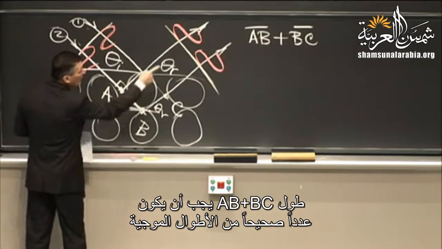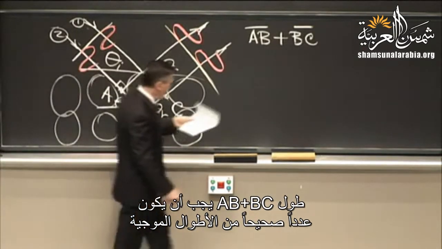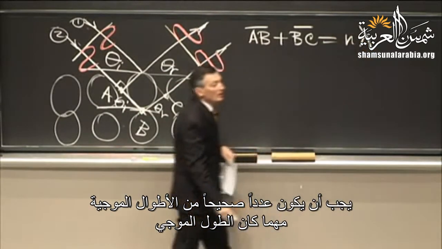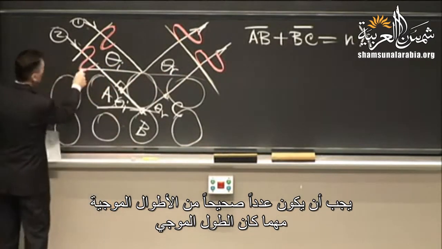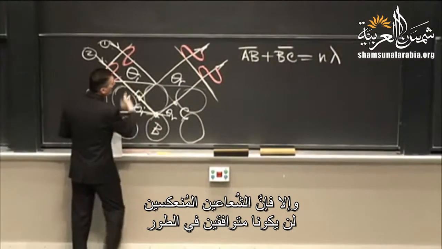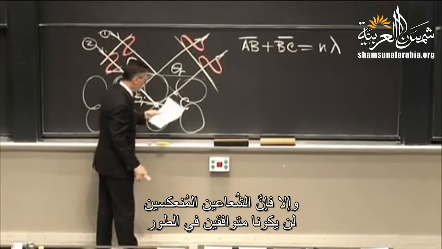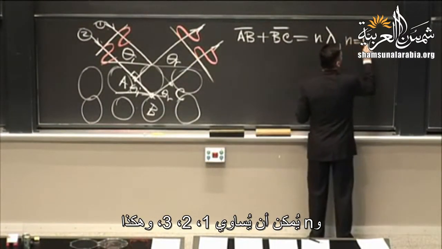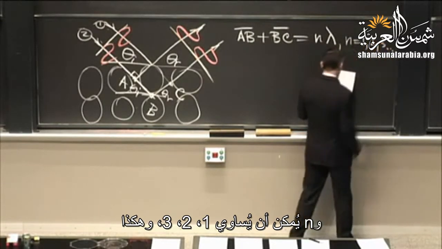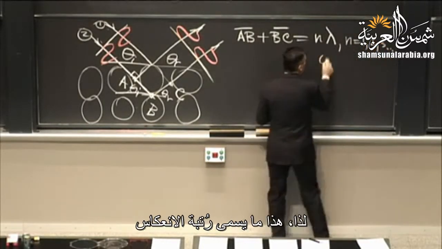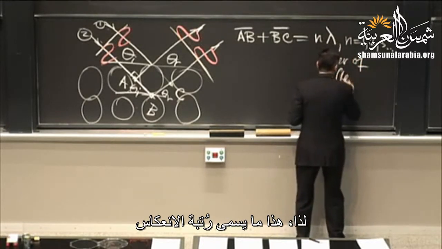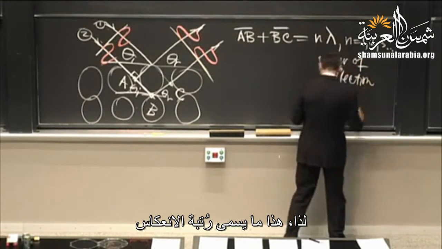That length, AB plus BC, must be a whole number of wavelengths. It must be an integer number of wavelengths of whatever this thing is. Otherwise, these two will not be in phase. So that's the interference criterion, and n can equal 1, 2, 3, and so on. This is called the order of reflection.